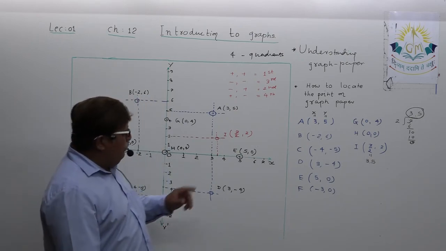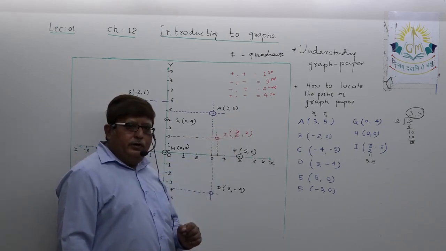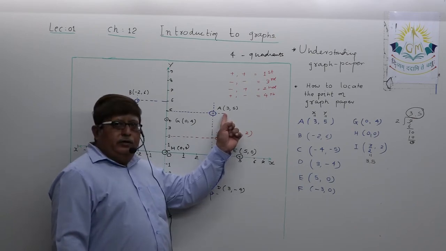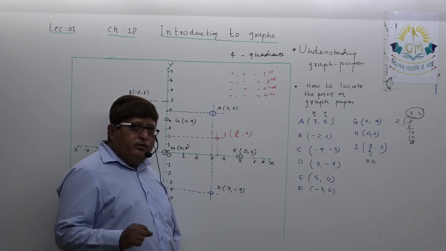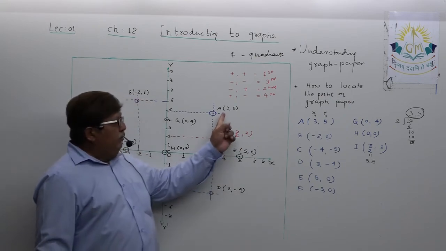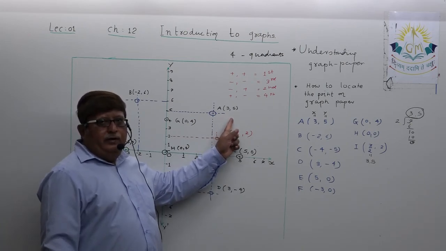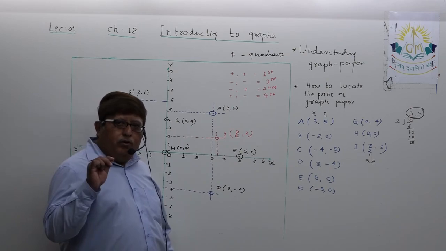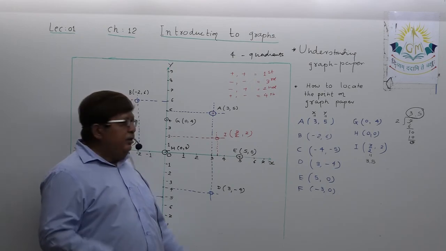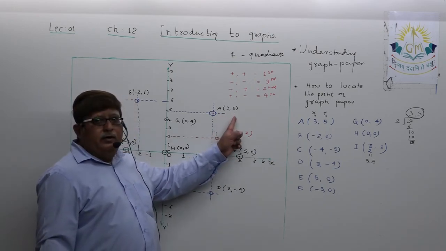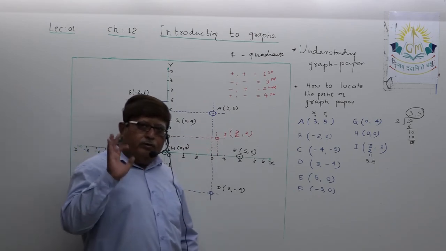And one more thing, dear student, for every point, suppose point A, 3 is the x coordinate and 5 is the y coordinate, but sometimes some other words are also utilized. For 3, it is also called abscissa, and 5 is called ordinate. So the x coordinate is also given another name, that is abscissa, and the y coordinate is given the other name, ordinate.